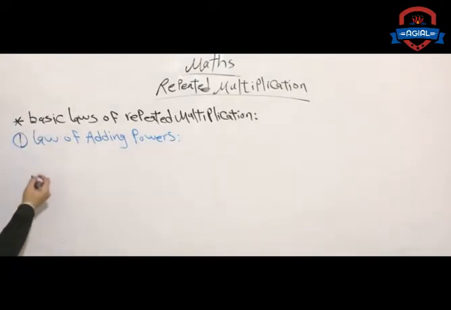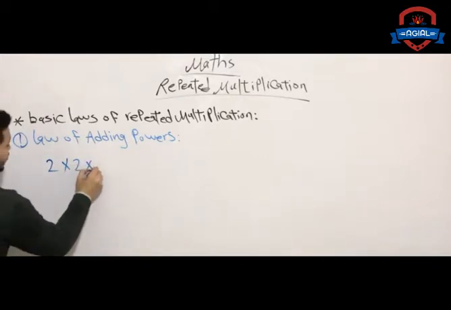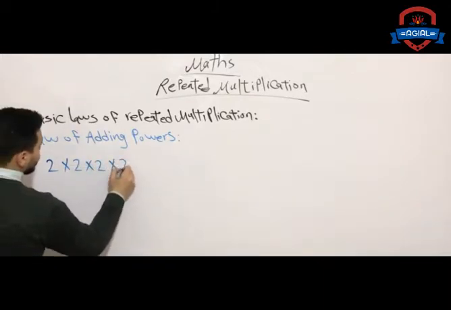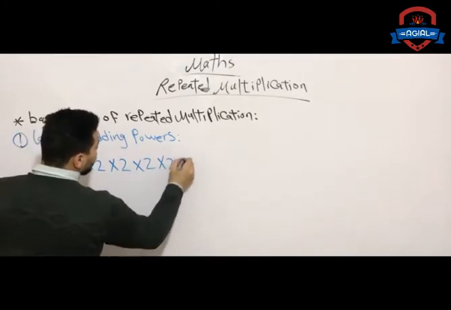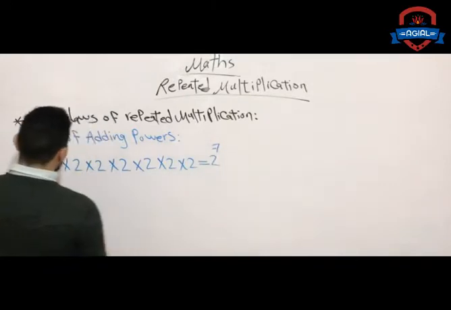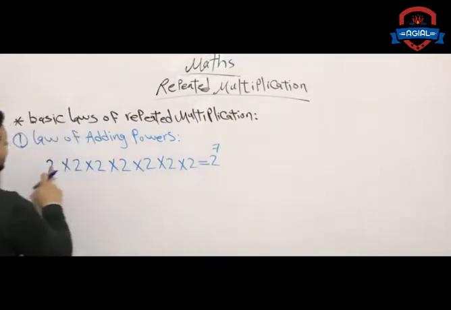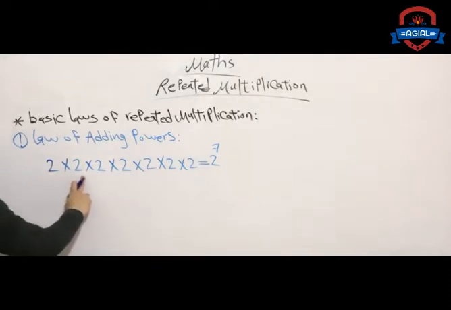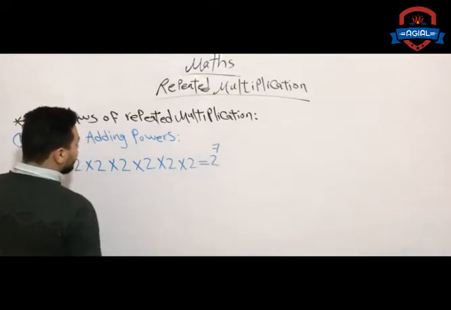For example, if we have 2 times 2 times 2 times 2 times 2 times 2 times 2, we have 1, 2, 3, 4, 5, 6, 7 twos. So number 2 is multiplied by itself 7 times, which equals 2 to the power of 7.